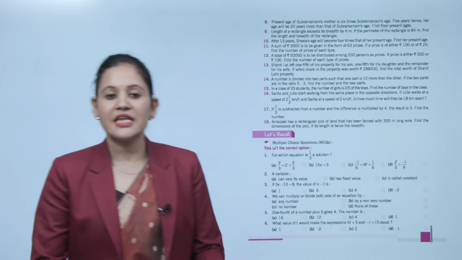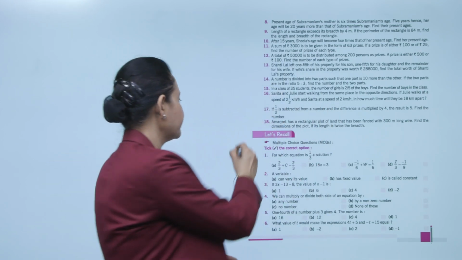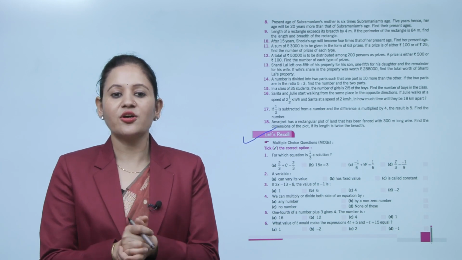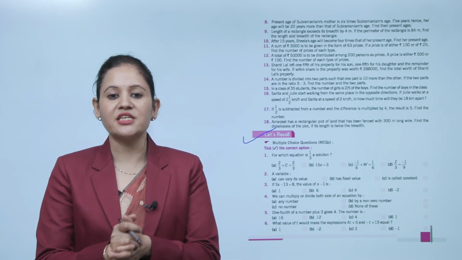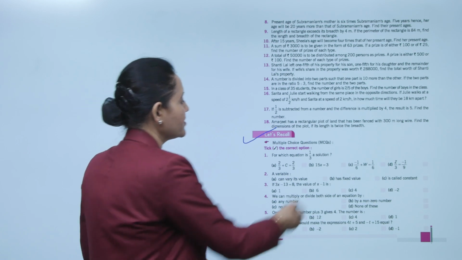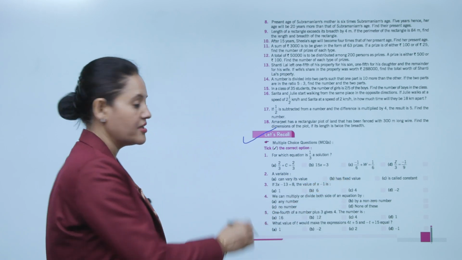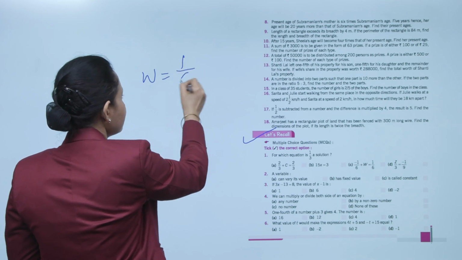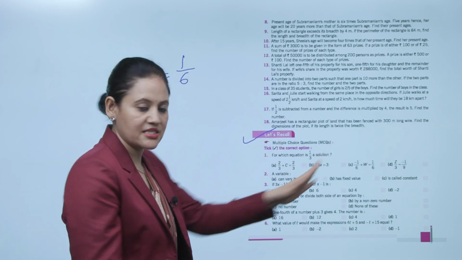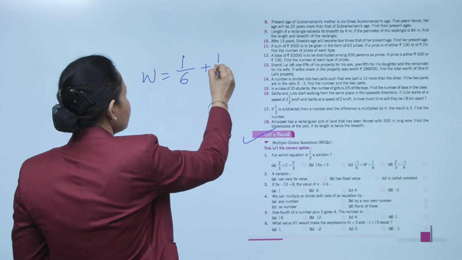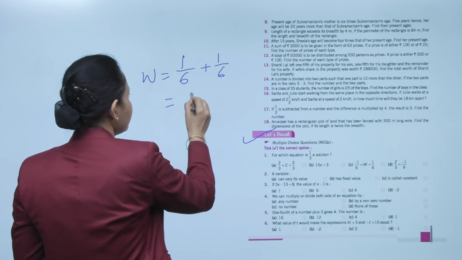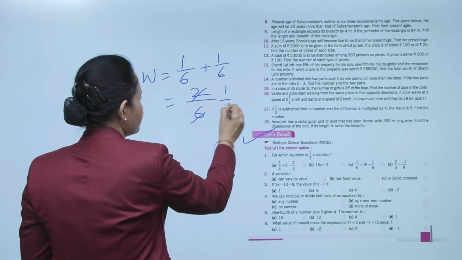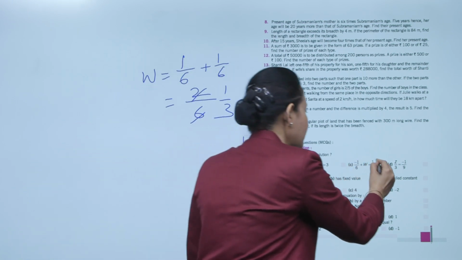Next is, let's recall. Multiple choice questions. Take the correct option for which equation 1/3 is a solution. So for C, 1/3 will be a solution because x equals 1/6, minus 1/6, change the side, plus 1/6, that is equal to 2/6 or that is equal to 1/3. So C is the correct option here.